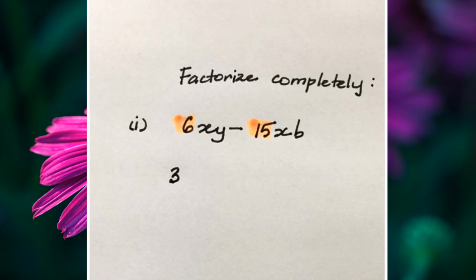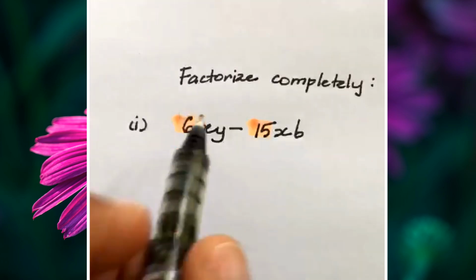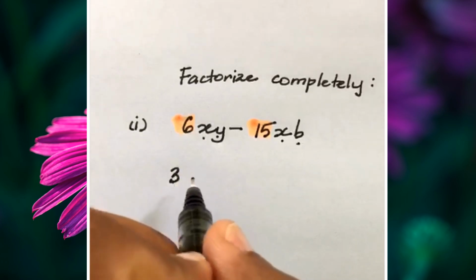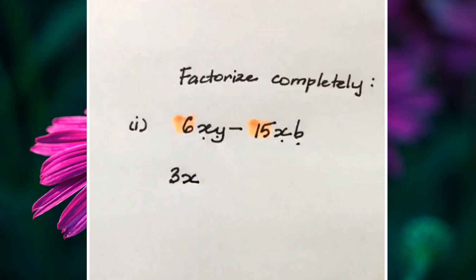So now that we looked at the numbers, we can look at the variables, or the letters. So we have xy and we have xb. What is common between xy and xb? x. So I'm going to pull out that common factor of x. Straight away I'm finished with the letters and the numbers. So the highest common factor between 6xy and minus 15xb is 3x.